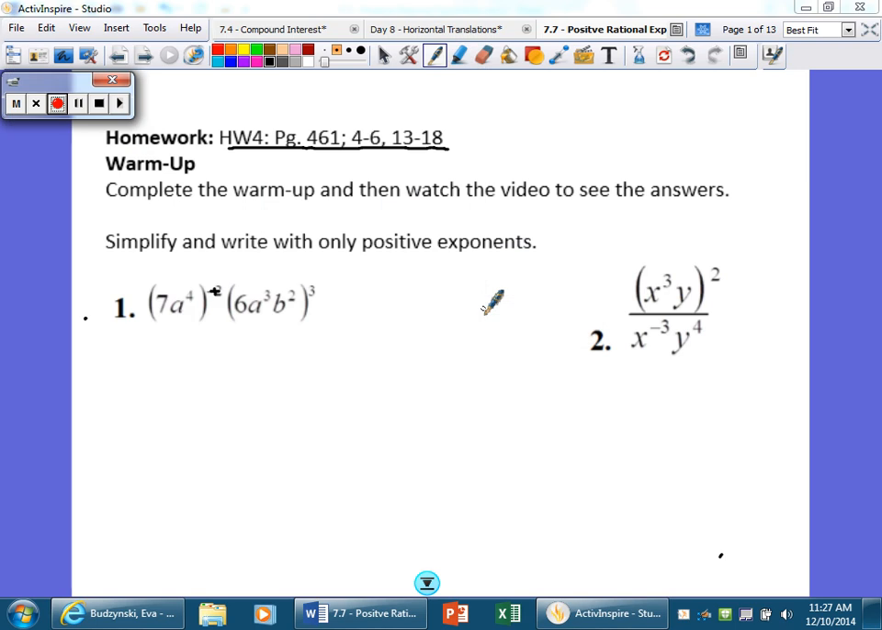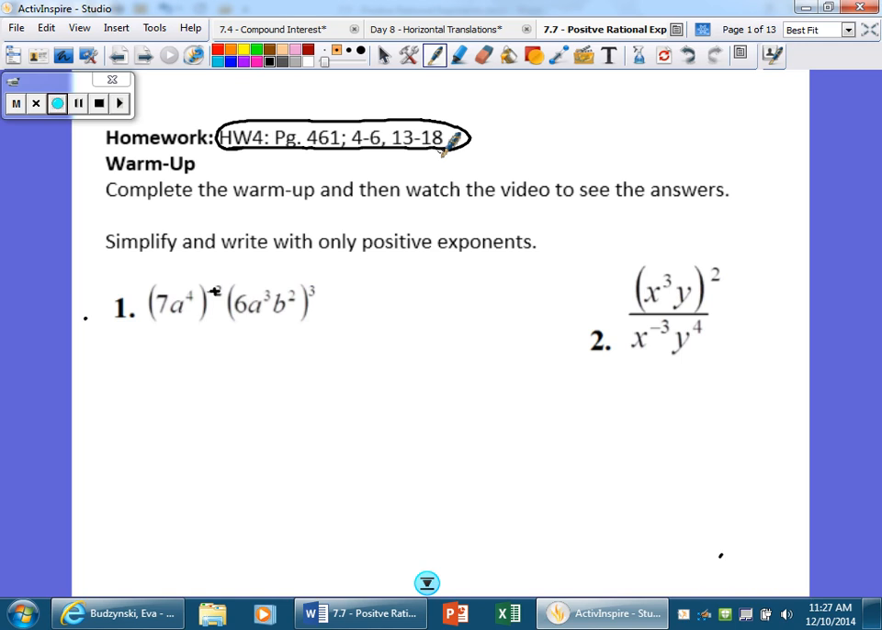All right, welcome. So today's lesson is on positive rational exponents. It's section 7.7 in your textbook, so if you need to look back. I have written the homework here on your worksheet, and it is right here, so please make sure that you complete that tonight. Hopefully you were completing your warm-up as your computer was logging on.